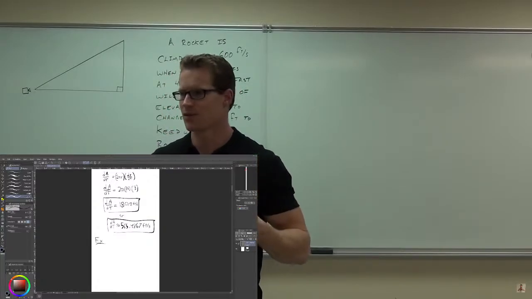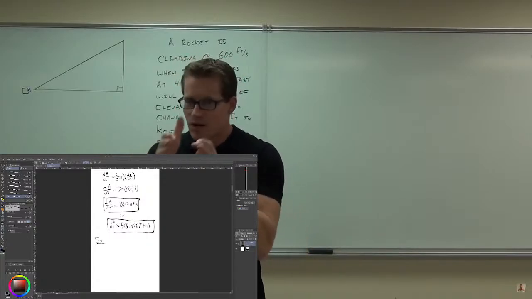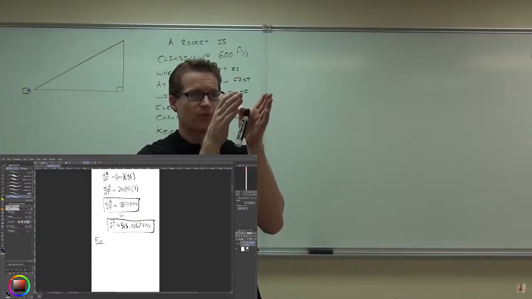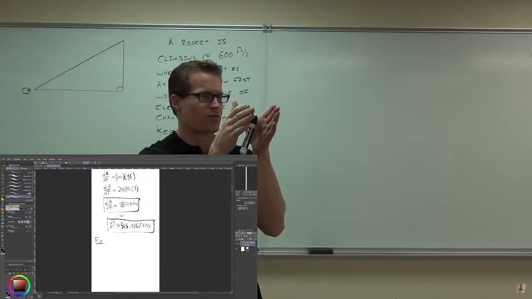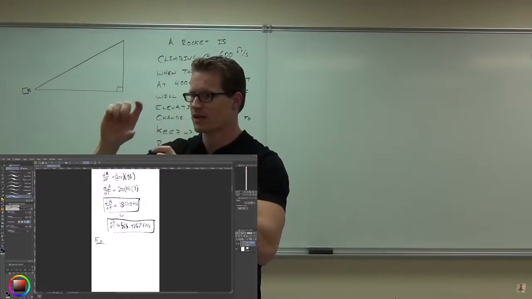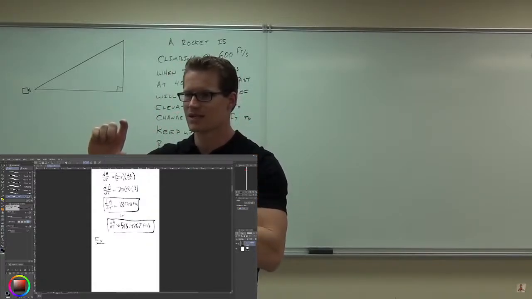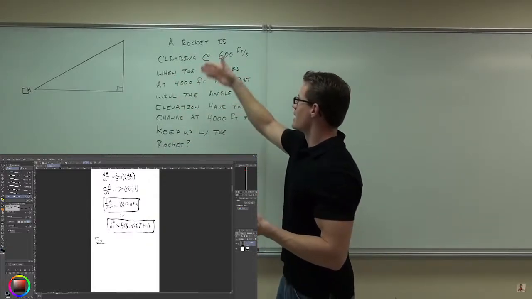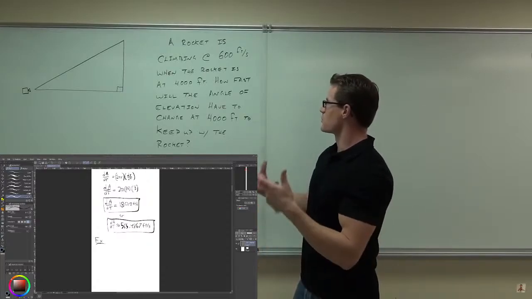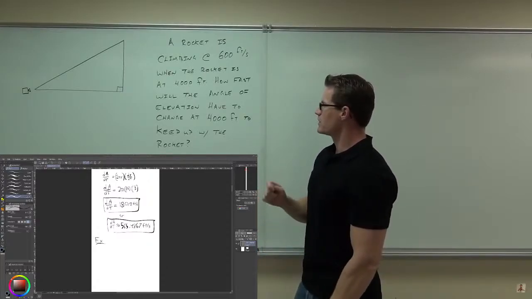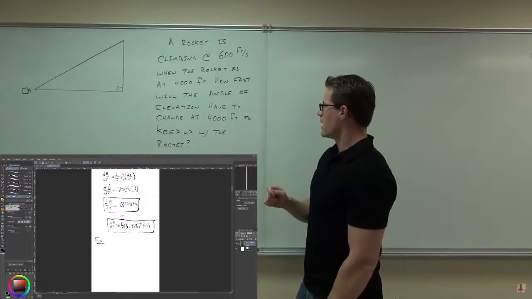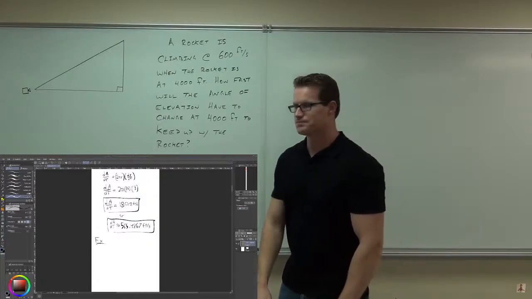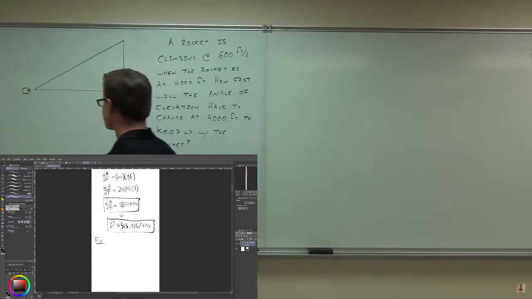So you're like, well, you know, we're math dorks. So you want to set up this automated thing that's going to go, and the angle is going to be perfect to keep that rocket centered in its graphic the whole entire time. You get the idea? That's the plan. So what we want to do is, if this rocket is climbing at 600 feet per second when the rocket's at 4,000 feet, how fast will the angle of elevation have to change at 4,000 feet to keep up with the rocket? Well, now here's the deal.